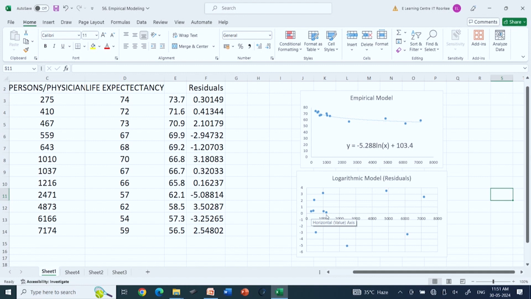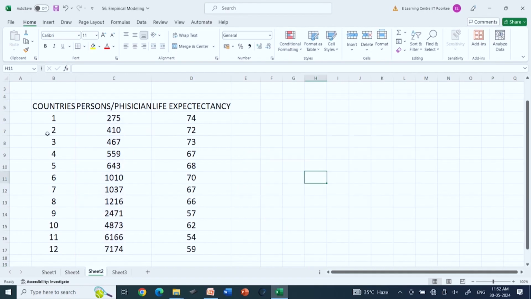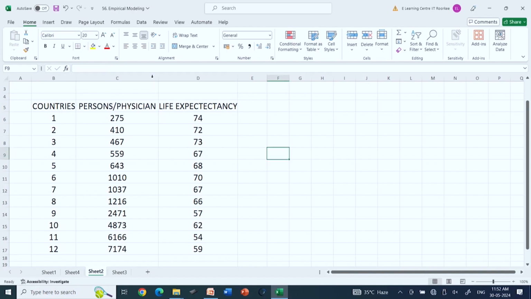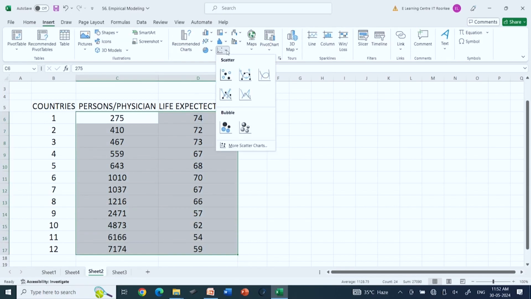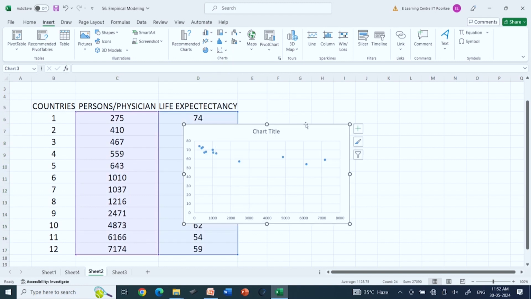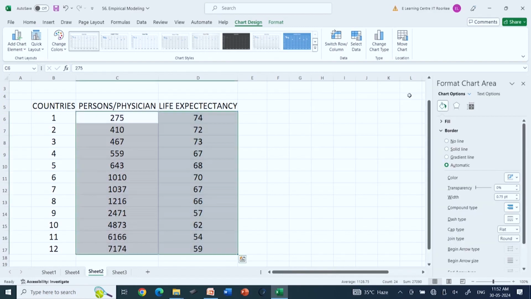Let us try to fit another model, say a power model, to the same set of data, and let us see what we get. So, we have a power model. As I told you, these were the countries, these were the persons per physician, and this is the life expectancy. As usual, first we plot this, we go to insert, we go to charts and scatter diagram. So, I name it empirical model. Oops.